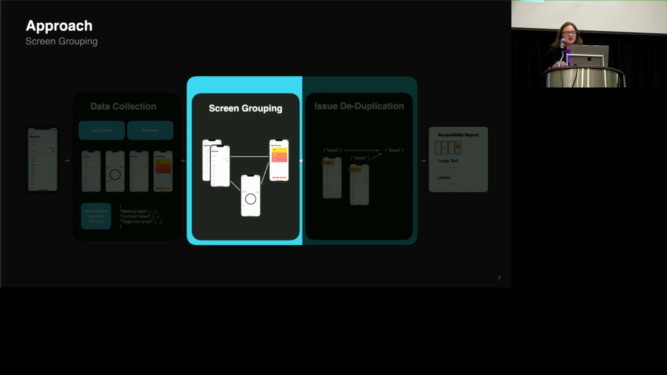The data collection will then often result in multiple audits captured for the same screen in different states or with different data, especially in the cases where we use an automated app crawler to navigate around the app and collect data for us. So in the deduplication stage, we use a screen grouping similarity model that we trained for this work to group reports for different instances of the same screen together. So let's see how that model works.